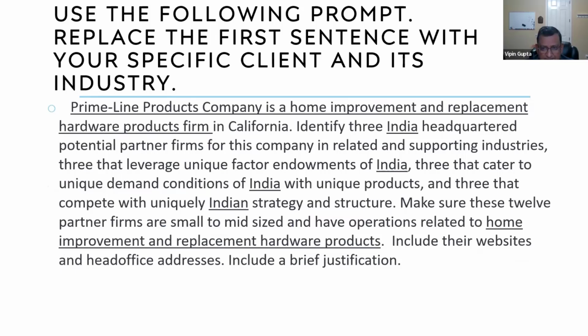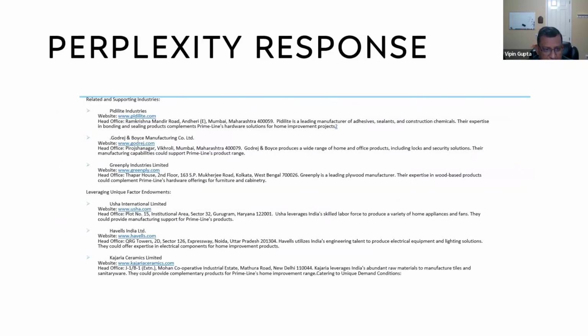I give my student this assignment. Ask them to use this particular prompt that this US company needs partners in India. One company focuses on unique demand conditions of India. One company focuses on unique factor conditions of India. One company which is a unique competitor in India. One company which is in related and supporting industries. Perplexity gives this response.